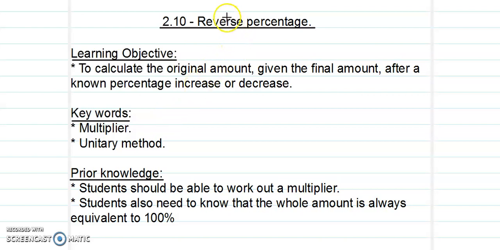Okay, in today's topic, we look at the reverse percentage, and the learning objective here is to calculate the original amount given the final amount after a known percentage increase or decrease. The two key words we look at are the multiplier and the unitary method.